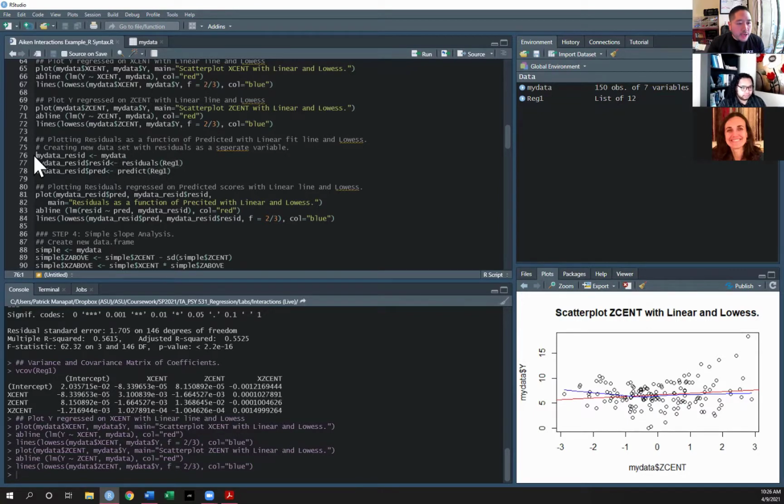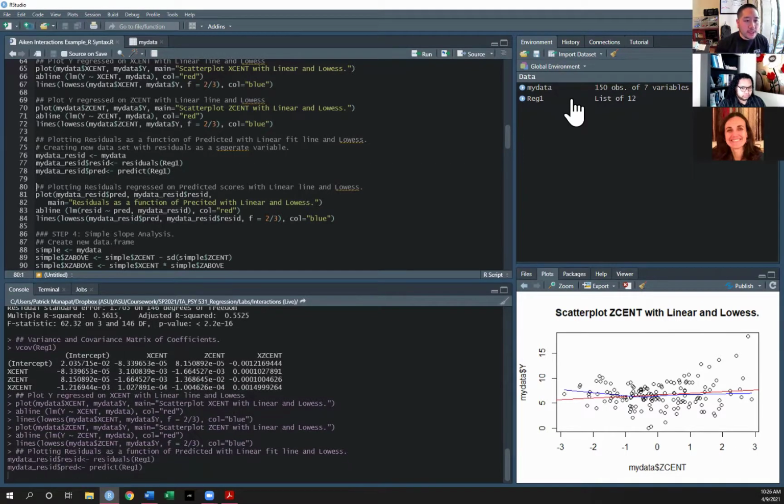Again, I'm creating a new data set just so that I don't overwrite my original data set. As a base, I'm going to use the original data set, and then I'm going to add resid and pred. And I'll show you what that looks like. So I'll run these 3 lines here.